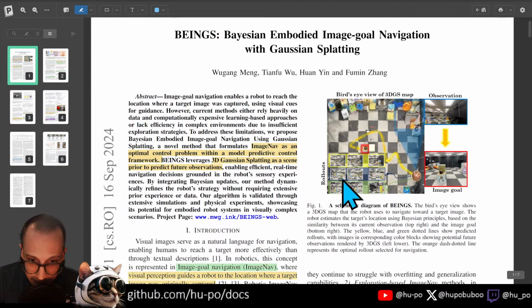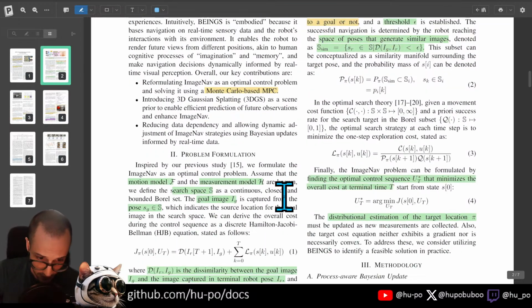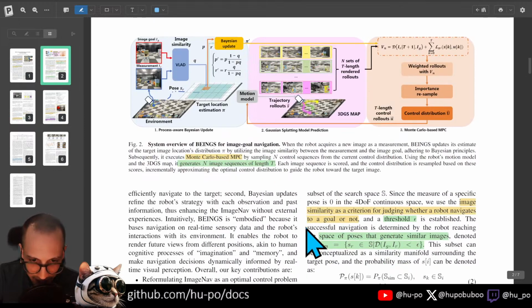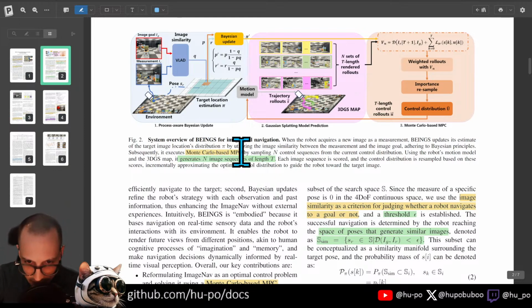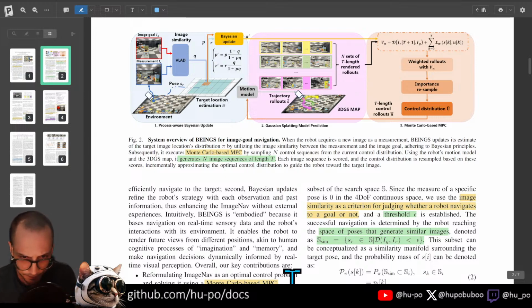And that is effectively what this paper is doing. They're basically using image similarity as a criterion for judging whether the robot navigates to a goal or not. Ultimately the robot is just using some classic Monte Carlo-based model predictive control. Model predictive control is a type of control where you have a model that can basically predict things. Here, your model is this Gaussian splat that's predicting the viewpoint at every single position. You can query it at any point, and it'll give you the image there. Then you can look at that image and say, how does that compare to the image that I have right now? If the images are close, that must mean I'm close to the goal. If the images are not similar at all, that must mean I'm not close to the goal.